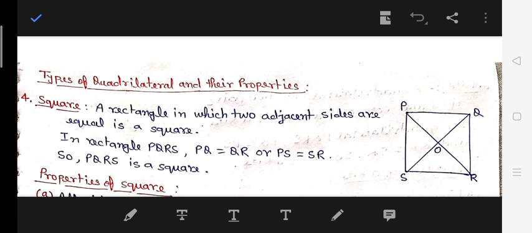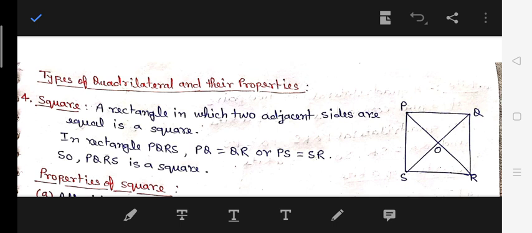A rectangle in which two sides are equal, that is a square. So a square is a rectangle in which two adjacent sides are equal. So here I have drawn PQRS. It is PQRS in which two adjacent sides. What are the adjacent sides? Two sides having one common endpoint are called adjacent sides. So here I have drawn a quadrilateral PQRS.